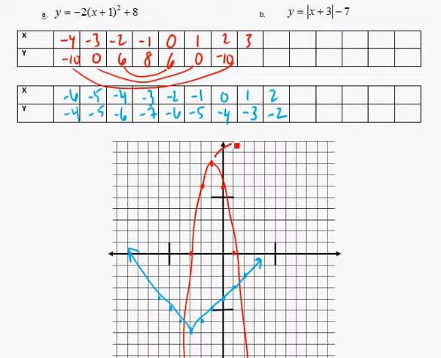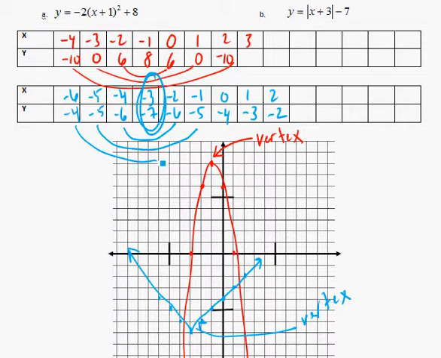Now these 2 points have a name. We call them the vertex of a graph. So on the blue graph, the vertex is this point. And if we take a look at the table carefully, we might be able to pick the vertex out. This vertex is negative 3, negative 7. You'll notice that on either side of the vertex in the table, the y values repeat themselves.